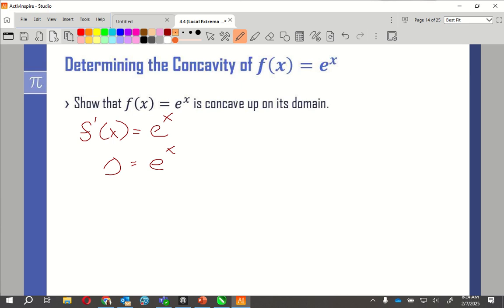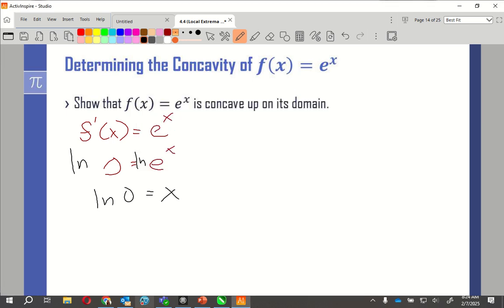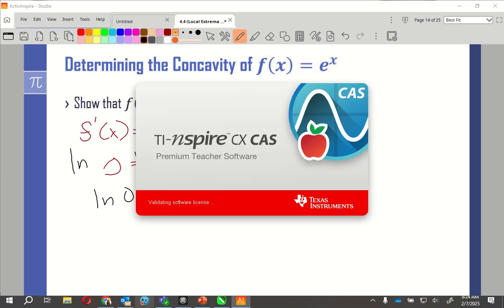Natural log, very good. So I'm going to take ln of both sides. That's going to give me ln of 0 is equal to x. What is ln of 0? There are a whole lot of ln rules that a lot of people struggle with, so I'm just going to pull out my calculator so we can see this.